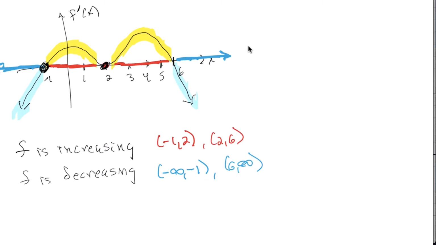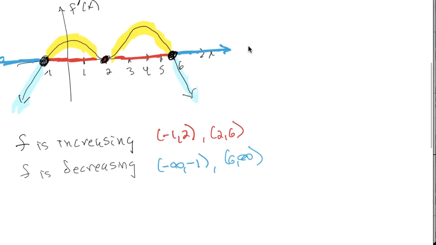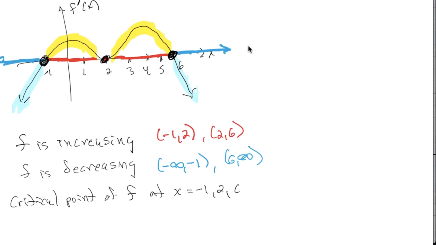And then the last place where the derivative is equal to 0, a critical point, is at x = 6. Again, in this situation, notice that the derivative is changing sign as we move through that critical point. I'm positive to the left, and then the derivative is negative to the right. So we have 3 critical points. Let's list them: f has critical points at x = -1, 2, and 6.